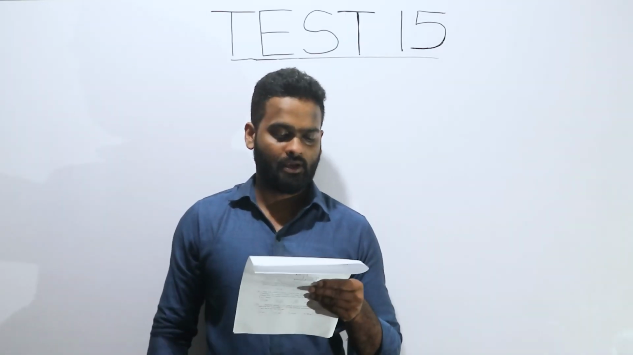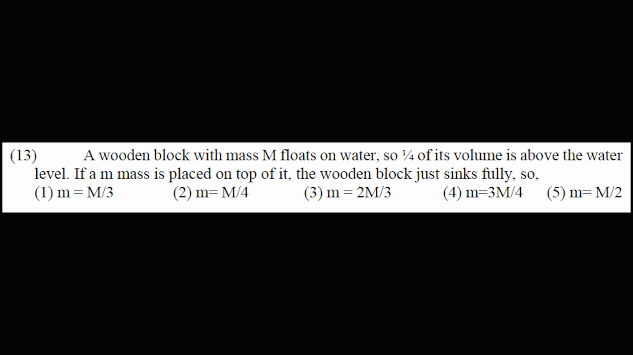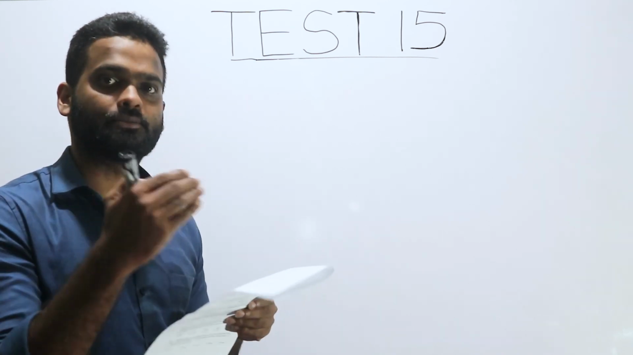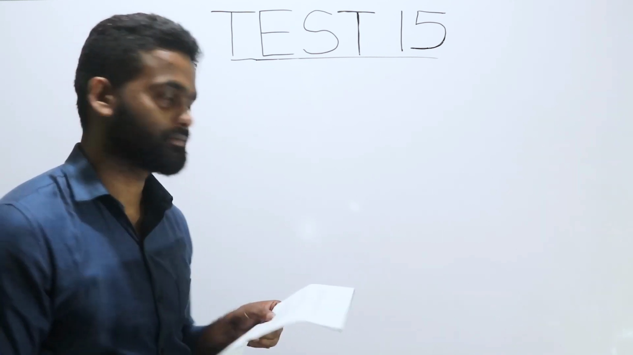13th question. A wooden block with mass capital M floats on water, so 1/4 of its volume is above water. If mass m is placed on top of it, the wooden block just sinks fully. What they ask is what is the relationship between small m and capital M?